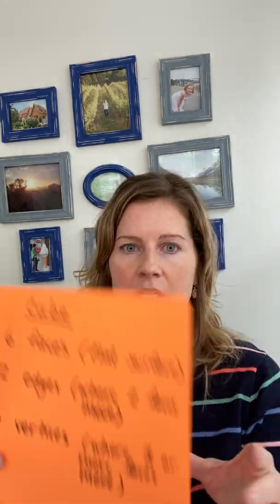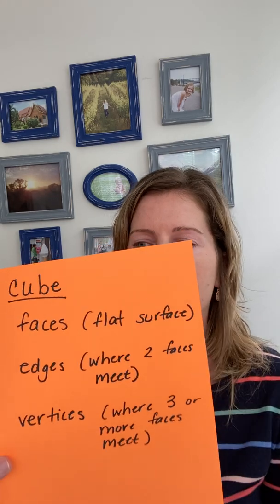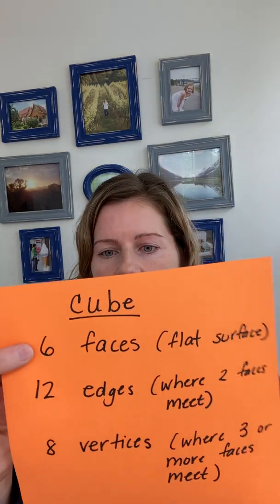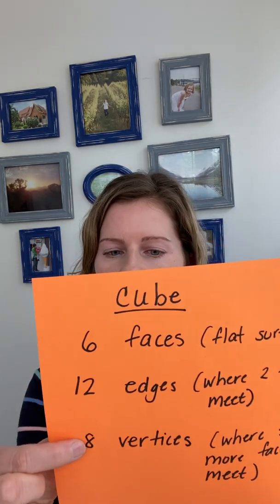You just have to print out the net, decorate it, cut it out, create a cube, go on to Seesaw, and on Seesaw, point out the attributes of the cube. So point out the 6 faces, the 12 edges, and the 8 vertices, okay? So if you have any questions, just let us know, and I'm excited to see what you guys come up with.